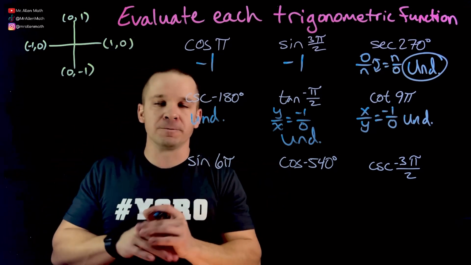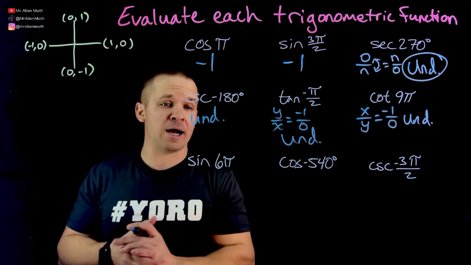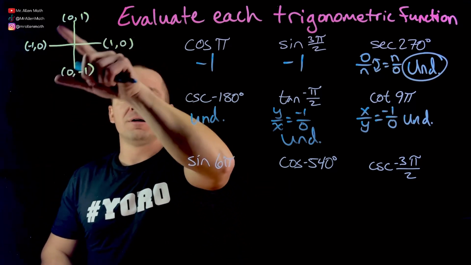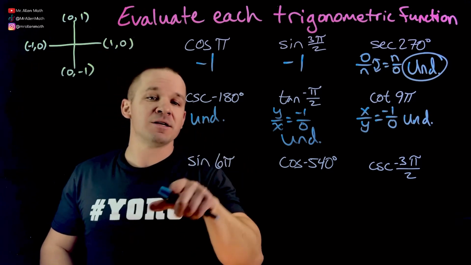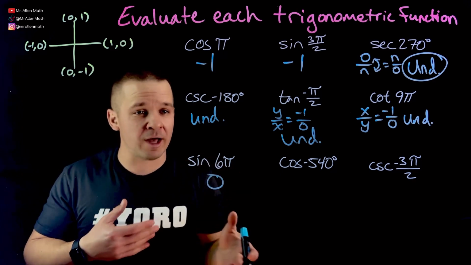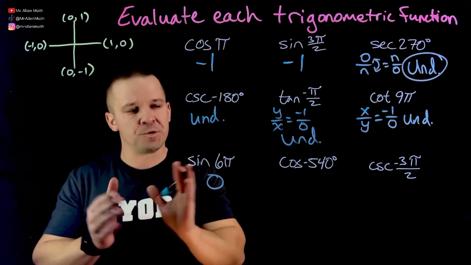Sine of 6 pi. Again, with these weird things. Let's hear. We said 2, 4, 6 pi. We're right back here. Sine is my y-coordinate. It is 0. So knowing how to use those coterminal angles and not be freaked out by that, super helpful.